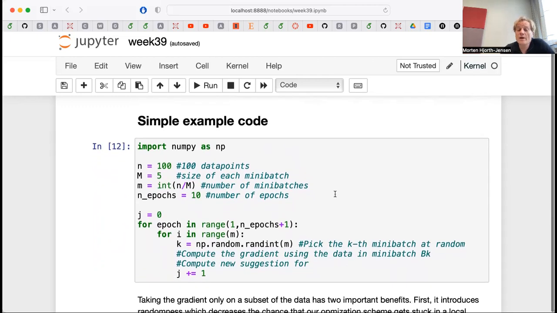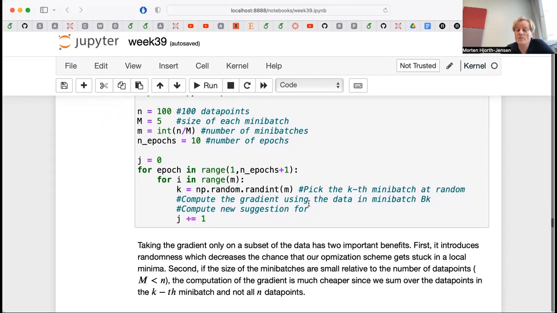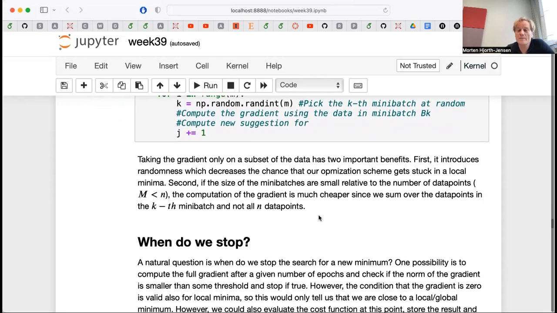So the typical example code which you could have: you specify the number of data points, you specify the size of each mini batch, and then you find the number of mini batches. And then you also define the number of epochs. That's the number of times you run everything. So here you would have the number of epochs, and you run over all of them. And for each case, you run over all the number of mini batches. And then within each mini batch, you pick the kth mini batch at random, compute the gradient using the data in mini batch b of k, and then you compute a new suggestion for the parameters. And then you keep updating.